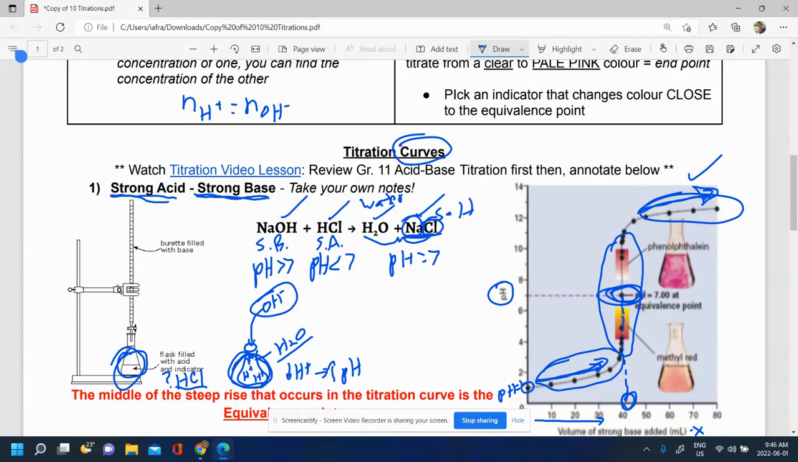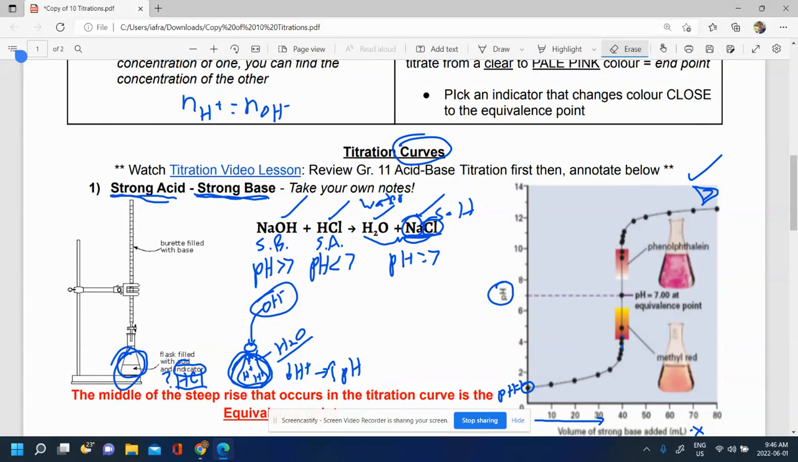How do we know when we've reached the equivalence point? Well, we have to put an indicator in the flask. So don't forget, we also put an indicator in there that will change color close to the equivalence point. You can use a variety of different indicators.